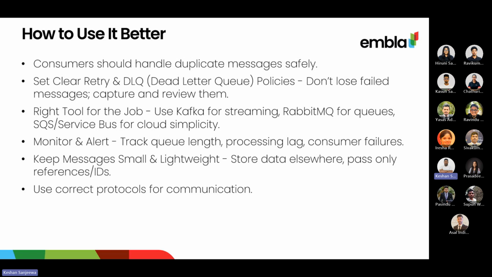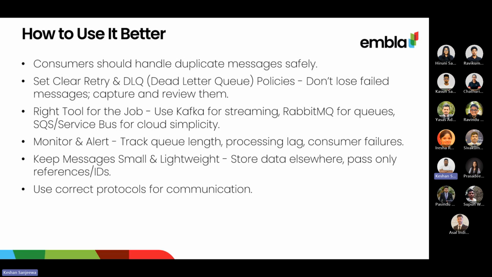It should be done in a very careful manner, and you should clearly set retry and dead letter queue policies. There's a concept called dead letter queue policy. Don't lose failed messages. Even though a message failed, we should try to capture and review it. We should retry and send, and so on. And the right tool for the right job. That means there are situations where we need to use Kafka. Kafka is for streaming, RabbitMQ for queues. We should not use RabbitMQ for streaming purposes, nor Kafka for queues and background jobs.